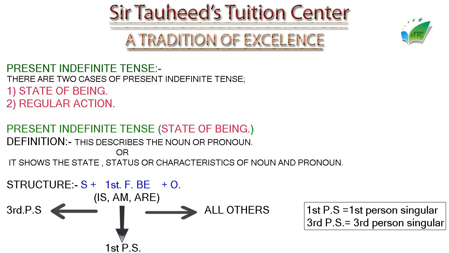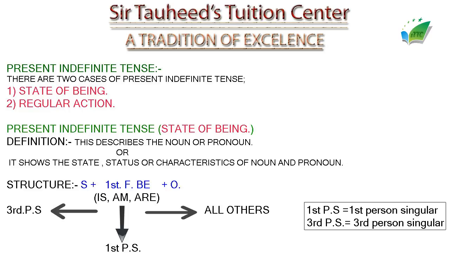Moving on to its structure, the structure is very simple. There are only three elements. Number one is subject, plus number two is first form of be, plus third is object. Remember, there are only three words which are called first form of be. They are is, am, are. So let's see when to use is, am, and are.